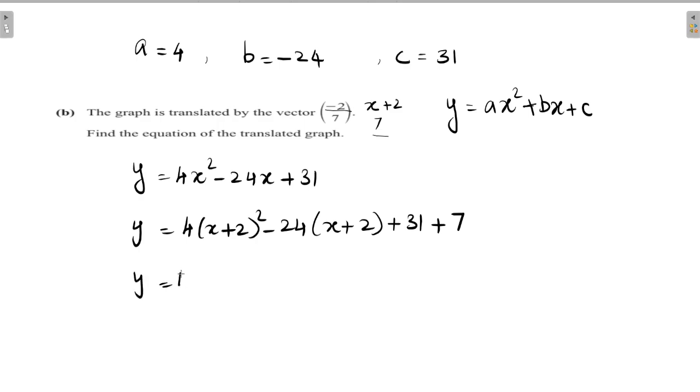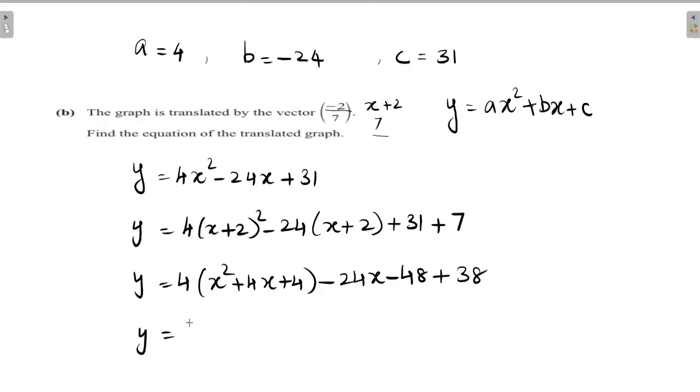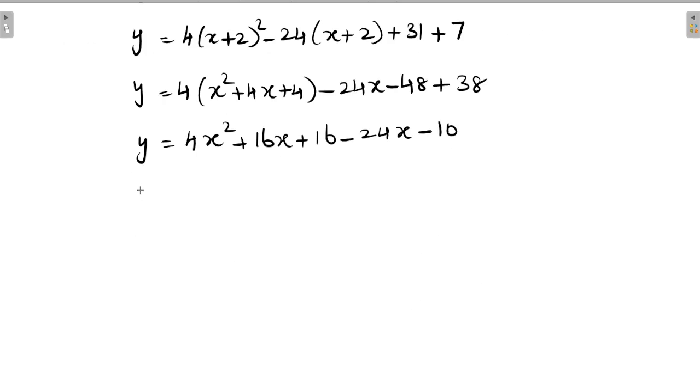Y equal to 4 times, let us expand this bracket. So x square plus 4x plus 4 minus 24x minus 48 plus 38. So y equal to, let's remove the bracket. So 4x square plus 16x plus 16 minus 24x minus 48 plus 38 is minus 10. So the required equation of the translated curve is y equal to 4x square minus 8x plus 6. This is the final answer.